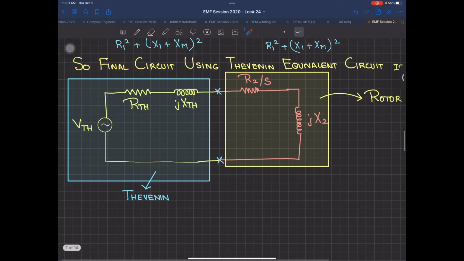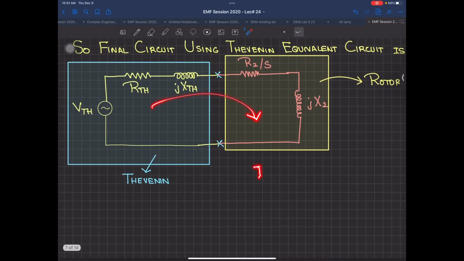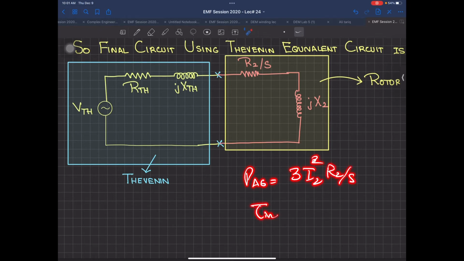As soon as you have built this circuitry, use your simple Ohm's law, find out I2 equal to V Thevenin divided by whatever the impedance over here, and when you have found out I2, your air gap power is equal to 3I2 square R2 by S, and for your induced torque, divide this air gap power by your omega S, you have the answer. It's just like a 3 or 4 equation answer. You can just do it in like 3 or 4 lines.